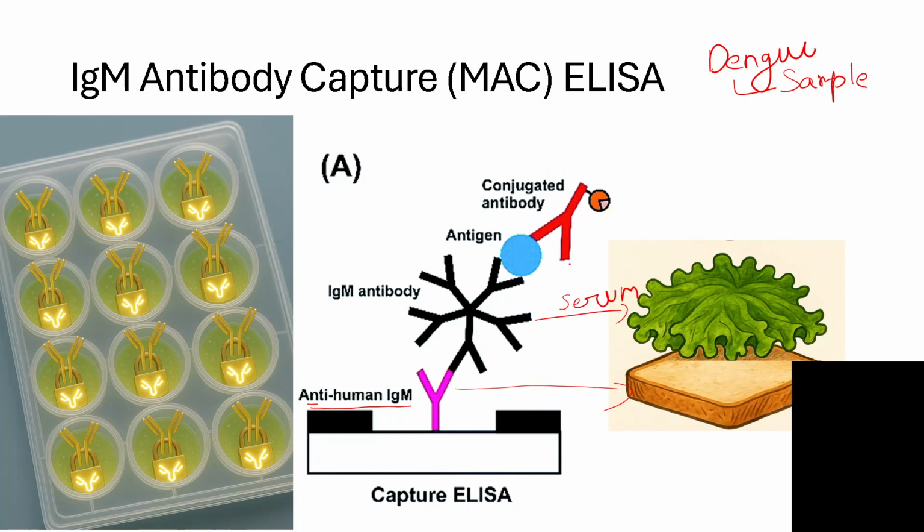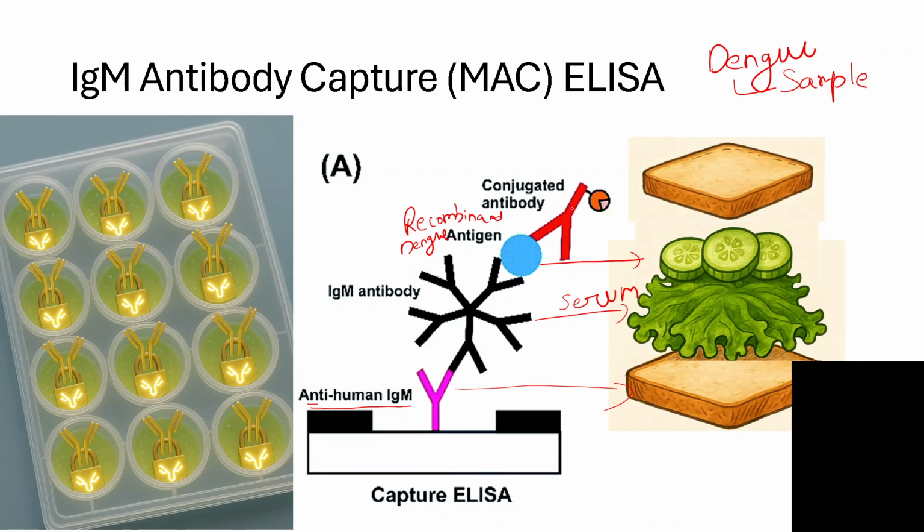So I will apply one more layer. This layer is the antigen, the recombinant dengue antigen, which is available commercially. And after that, I will apply my detector antibody, which is enzyme linked. After that I will apply my substrate chromogen mixture and it will react and produce a color. This is your MAC-ELISA. I hope you understood. It was a bit tricky as compared to other ELISAs.